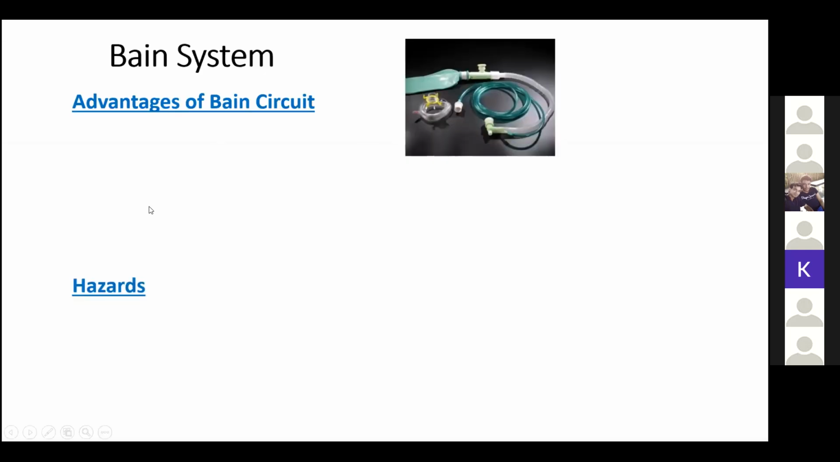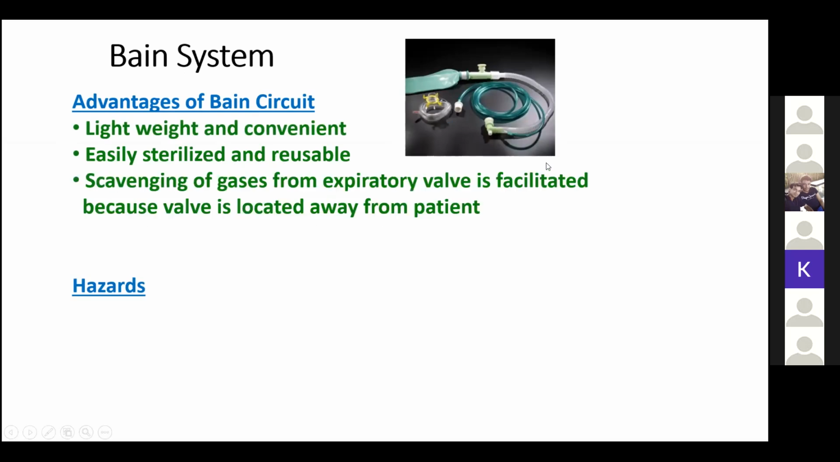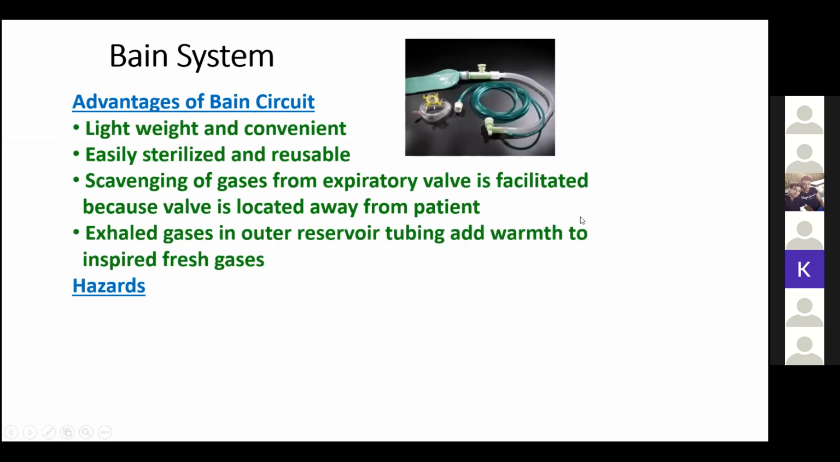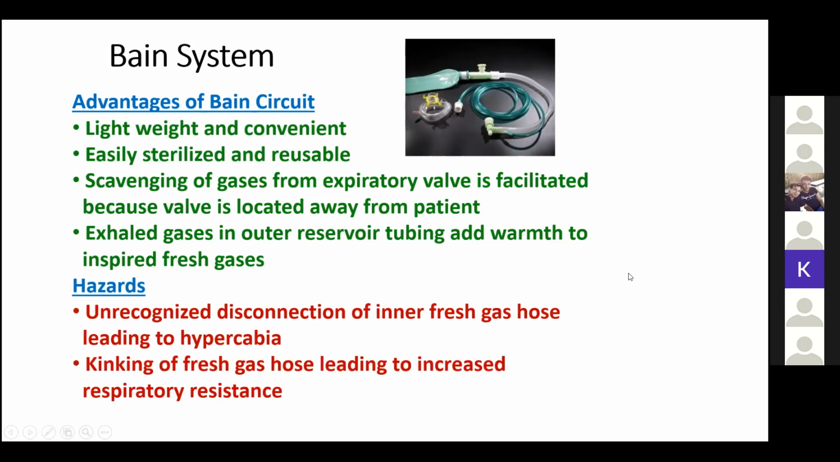Now let us see the advantages of the Bain circuit. Lightweight and convenient, easily sterilized. This is if you are using a non-disposable circuit. Scavenging of gases from the expiratory valve is facilitated because the valve is located away from the patient. Exhaled gases in the outer reservoir tubing add warmth to the inspired fresh gases. Hazards: unrecognized disconnection of the inner fresh gas hose leading to hypercarbia. Kinking of the fresh gas hose leading to increased respiratory resistance.